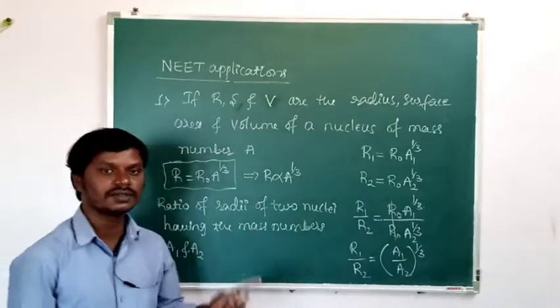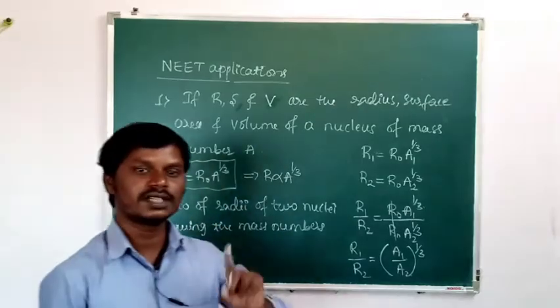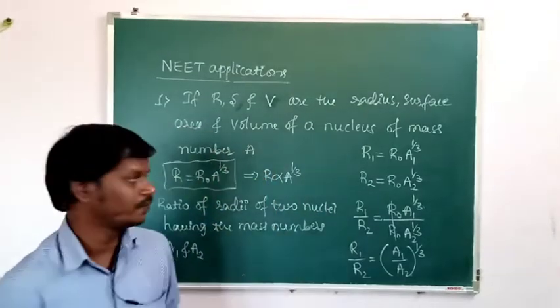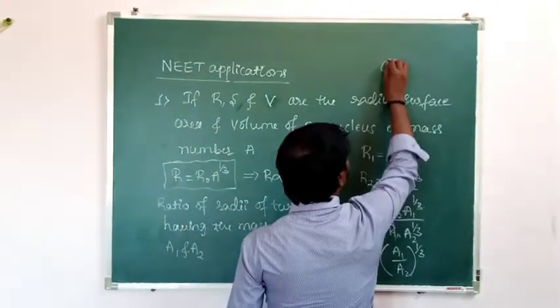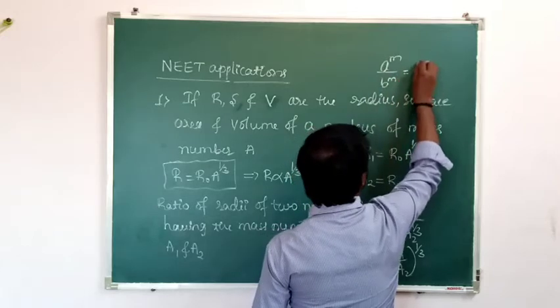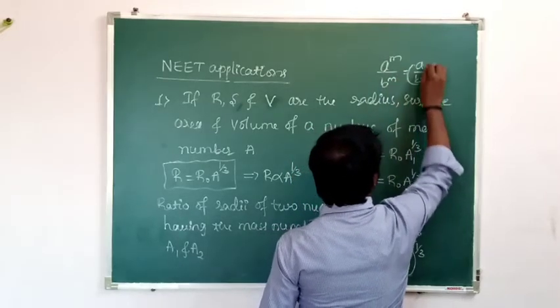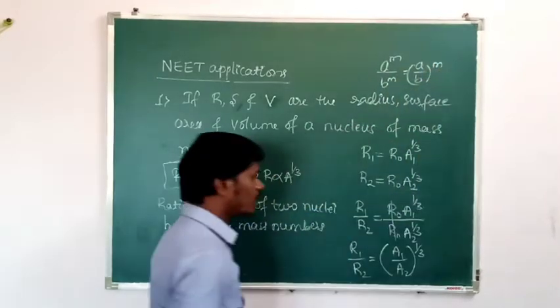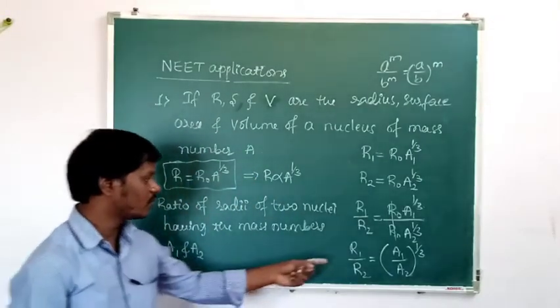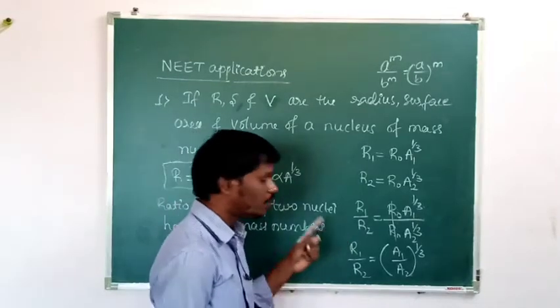Because already you know that A raised to M divided by B raised to M can be written as A by B raised to M. Okay, it is the first. It is the radius of the nucleus, and also the ratio of radii of two nuclei.